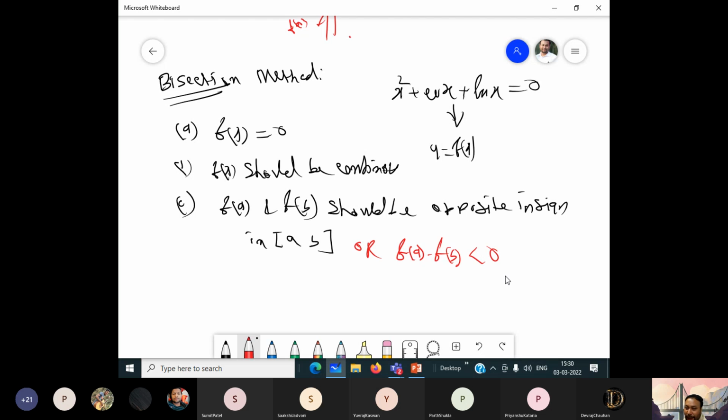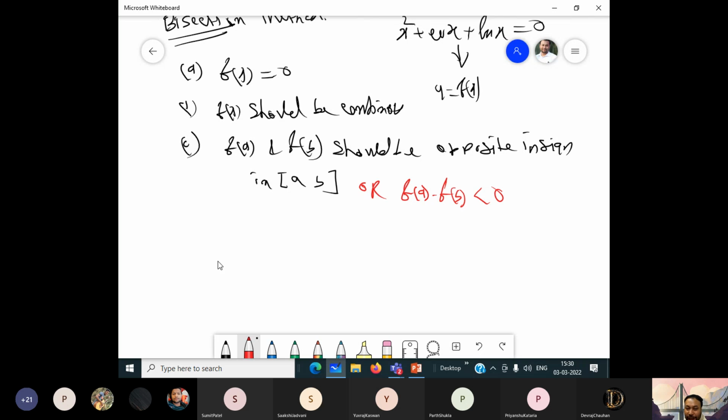So in an if condition in MATLAB, how do we write it? If f of a into f of b is less than 0, right? Otherwise, the method fails. So this type of condition has to be implemented in MATLAB.